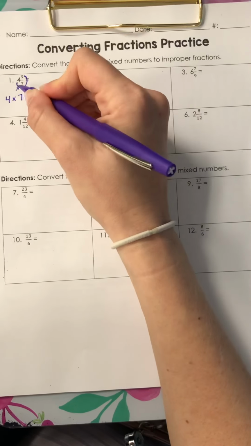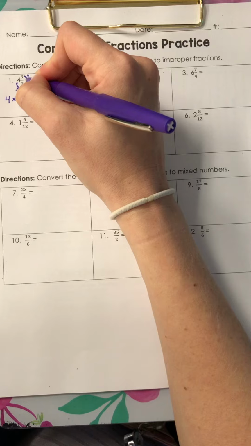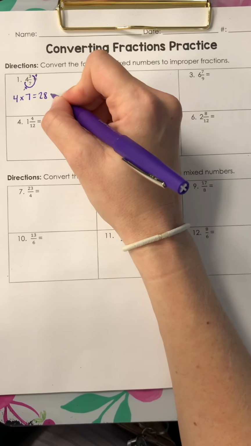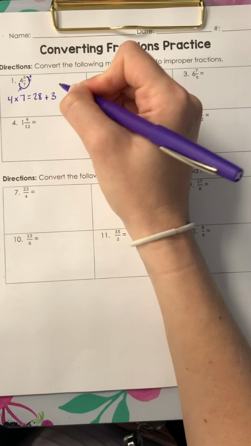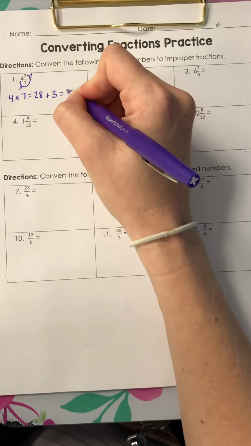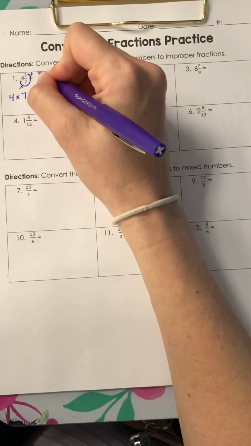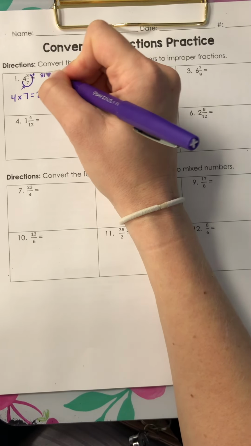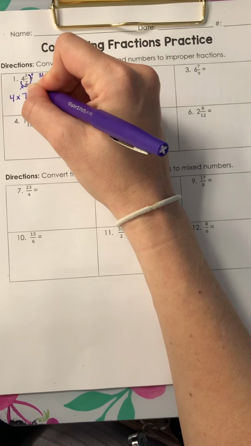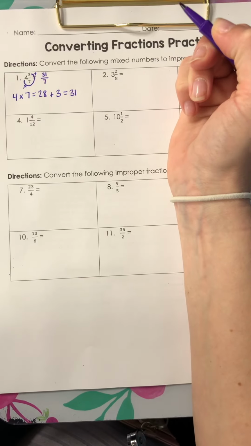Once you're done multiplying that, you're going to continue to follow the circle around, and then you're going to add the numerator, or what's left over. So then you're going to take your 28 and then add the 3, since that's the numerator. And then 28 plus 3 will give you 31. So there you go. 31 is going to be your new numerator for your improper fraction, or your fraction greater than 1. And then your denominator starts off at a 7. So it's going to end as a 7. Do not change the denominator.